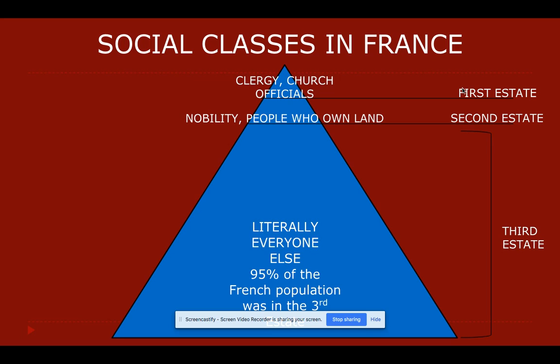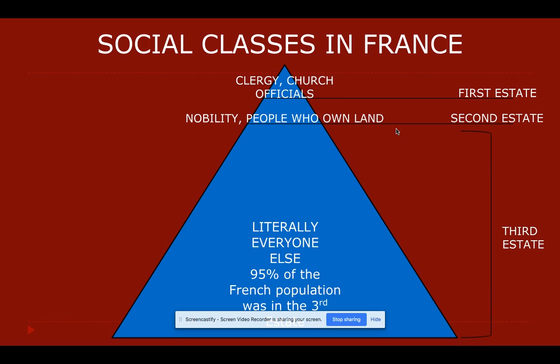What they also did was they collected tithes. Tithes were very similar to a tax. So they'd collect this money that would go directly to the church, and guess who's paying for that? The third estate, right? 95% of the population. One thing you also want to understand here is they are paying no taxes. The first estate pays no taxes whatsoever.